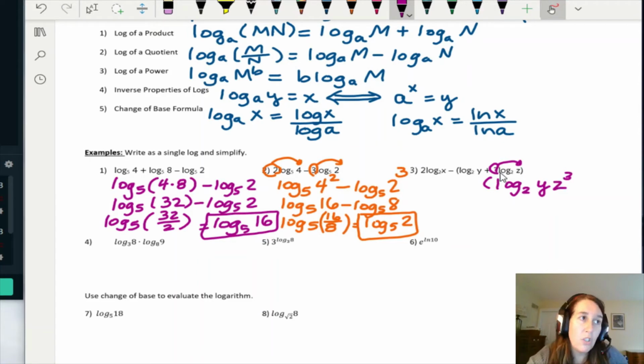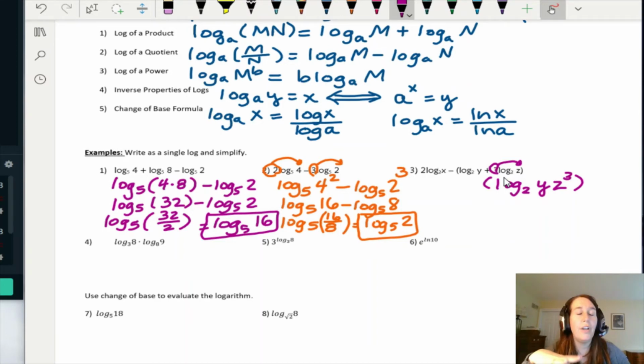Notice it's just the z that's cubed, not the y, because the y was over here and then we're just multiplying it by the z. Okay, so that's everything in parentheses. I did the two steps at the same time, so don't get confused. I did the 3 here at the same time that I also did the log of a product. So I did the power rule and the product rule.